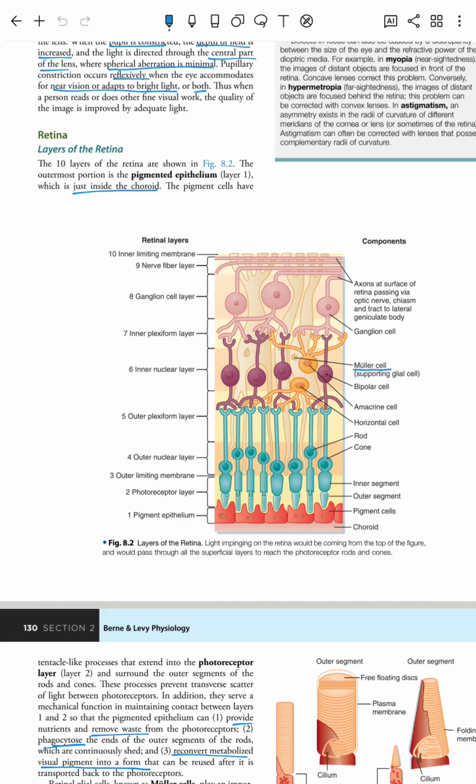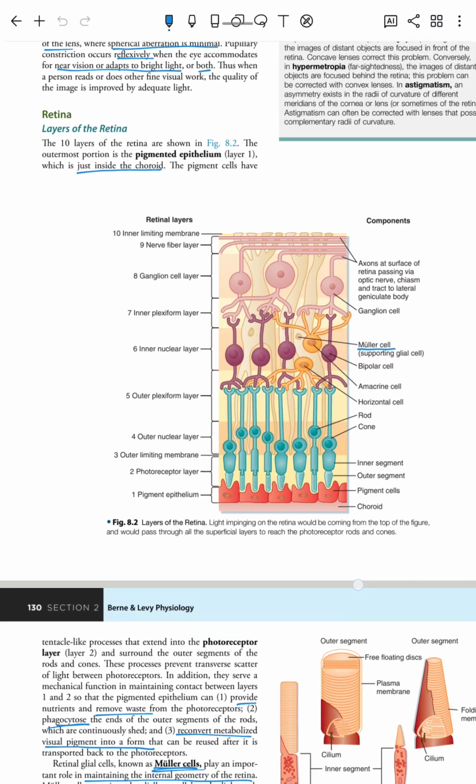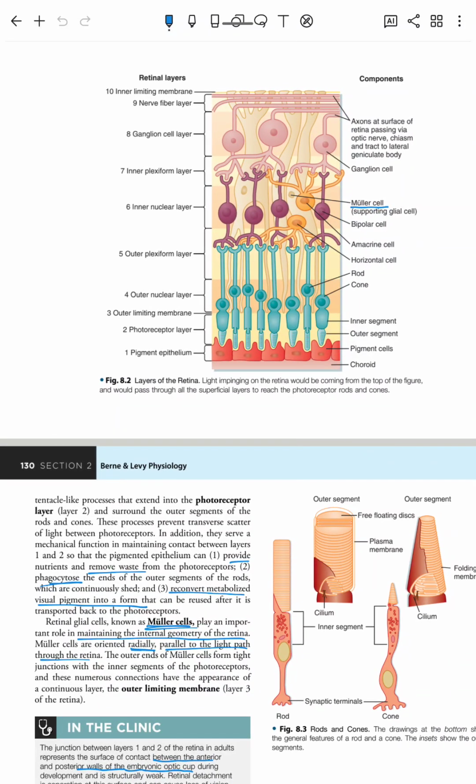So there are three functions in total. It provides nutrients, it removes waste from the photoreceptors, it phagocytizes the ends of the outer segments of the rods, and it converts metabolized visual pigment into a form that can be reused again after it is transported back into the photoreceptors. Third, the retinal glial cells known as the Muller cells.